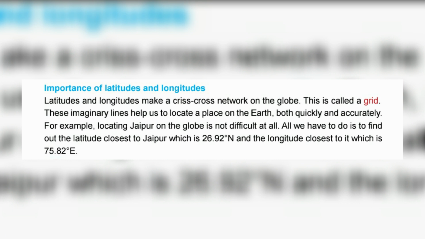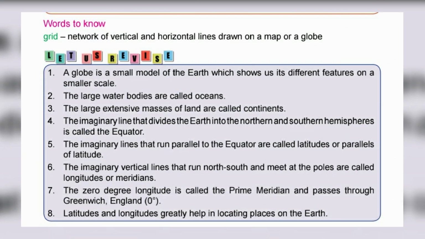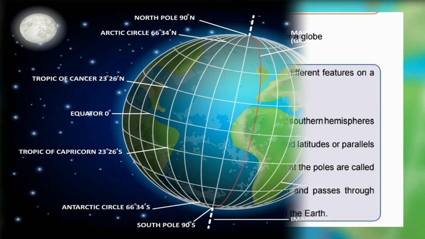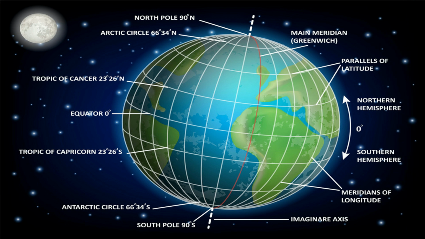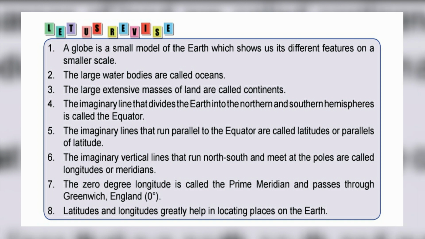So here ends the chapter. Let's see the words to know. Grid. What means grid? Network of vertical and horizontal lines drawn on a map or a globe. Children, let us see what we have learnt in this chapter. Let us revise. See the blue box.